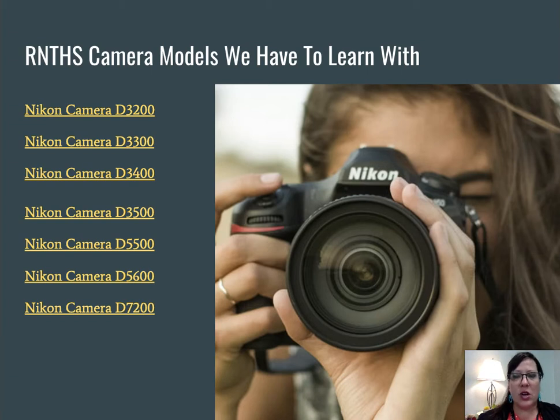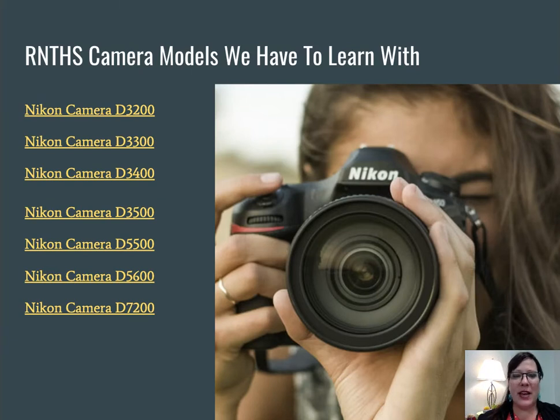In advanced photography, we're using the D5600 cameras. In the middle is for intermediate photography, the D3500s and 5500s, and the D7200s are for photography lab. As the year goes on, you'll have access to try different models at different times. You are more than welcome to learn different kinds of cameras.